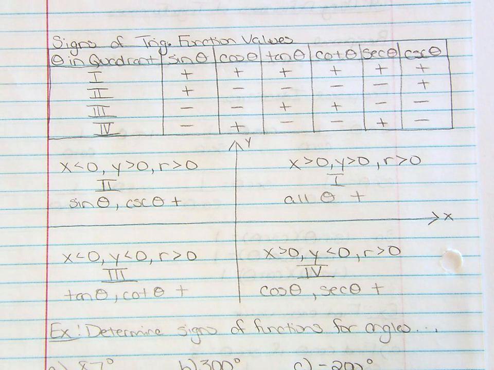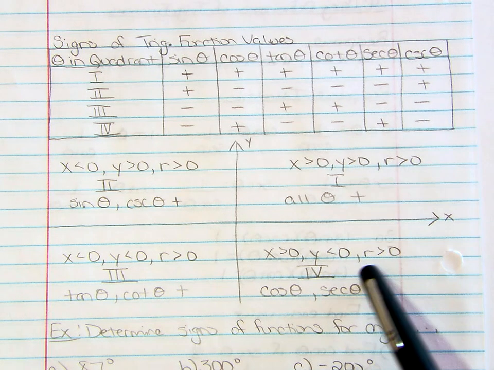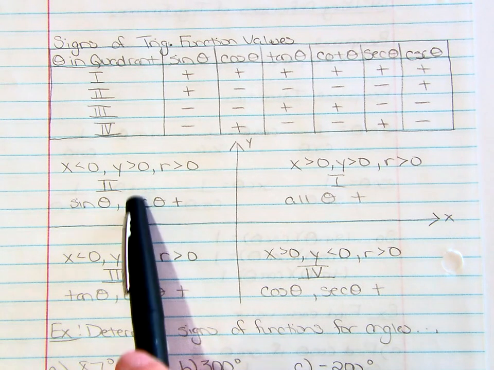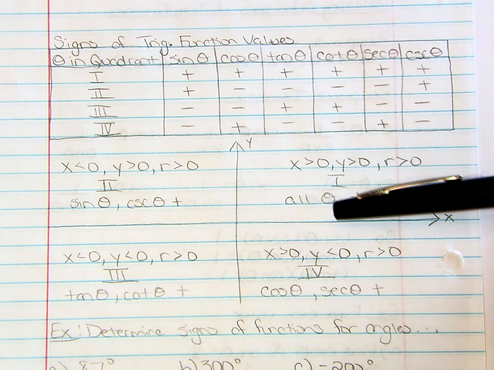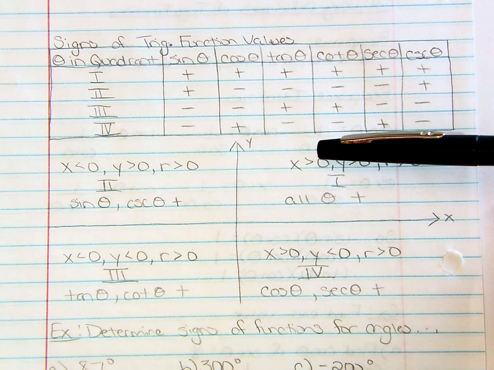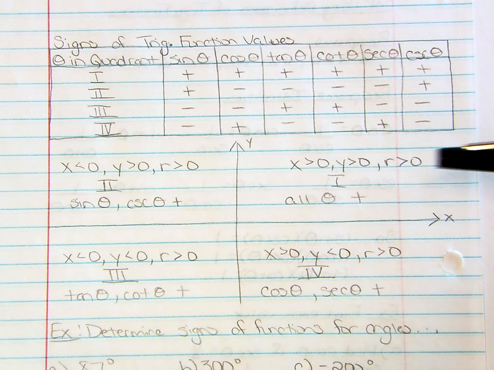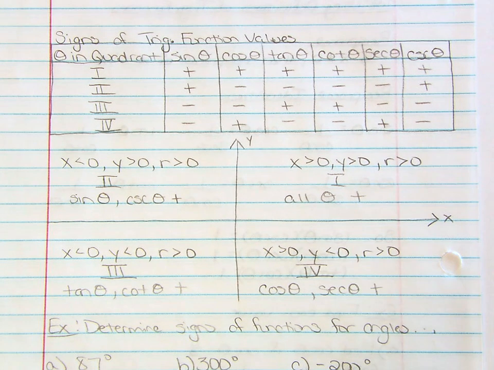And that's what's going on down here in this Cartesian coordinate system. In quadrant 1, I tell you that all thetas are positive, and it shows you that x is greater than 0, y is greater than 0, and r is greater than 0. So it's giving you a little bit more information and more of a breakdown to explain why each of these trigonometric functions are either positive or negative.